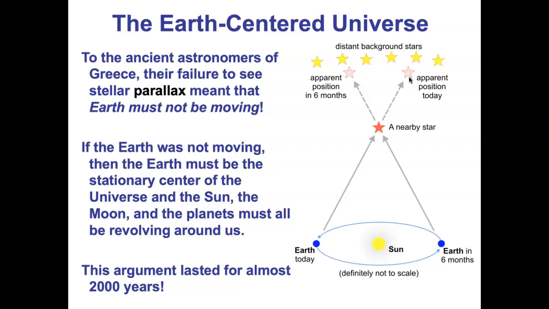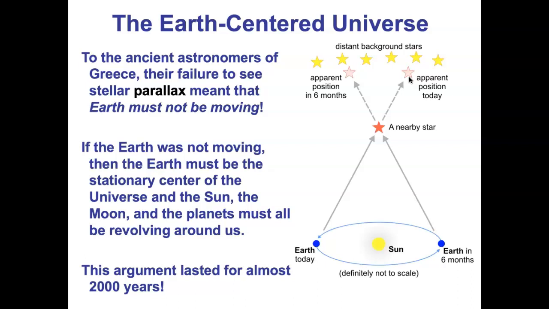Today we have the hindsight to know stars are much, much farther away than the Greeks imagined. And because stars are so far away, you can't observe the parallax of stars with the naked eye. Stars' parallax is measured in arc seconds, and one arc second is way too small for the naked eye to see.